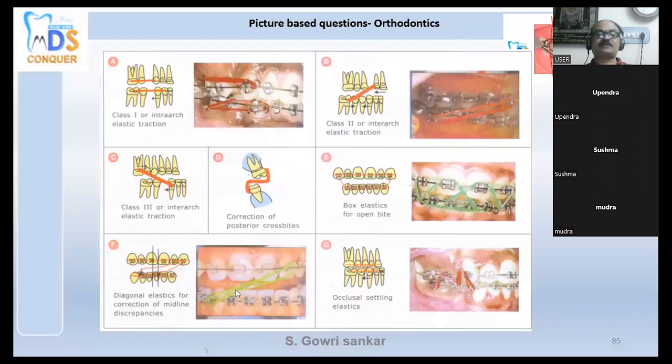Why are these elastics worn here? It is for correction of posterior crossbites of a single tooth. These are box elastics for open bite, and these are W or M or any shape, and are called settling elastics. These are called diagonal elastics. Diagonal elastics are worn from the canine of the upper arch on the right side to the lower canine on the left side. They are used for midline correction. These are the various uses of our elastics.